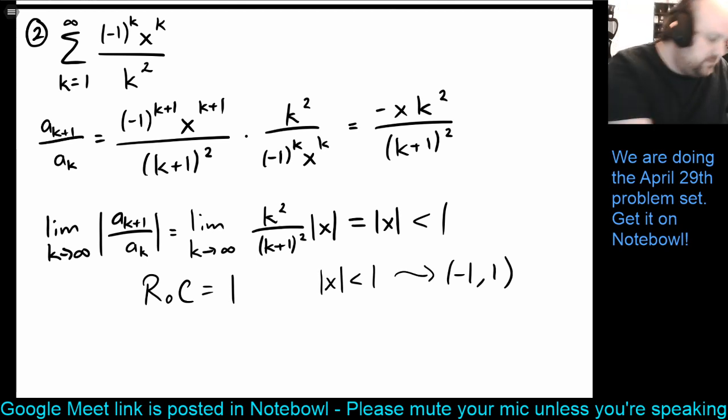Oh, my charger popped out. Back in, wherever the plug is. Plugged?